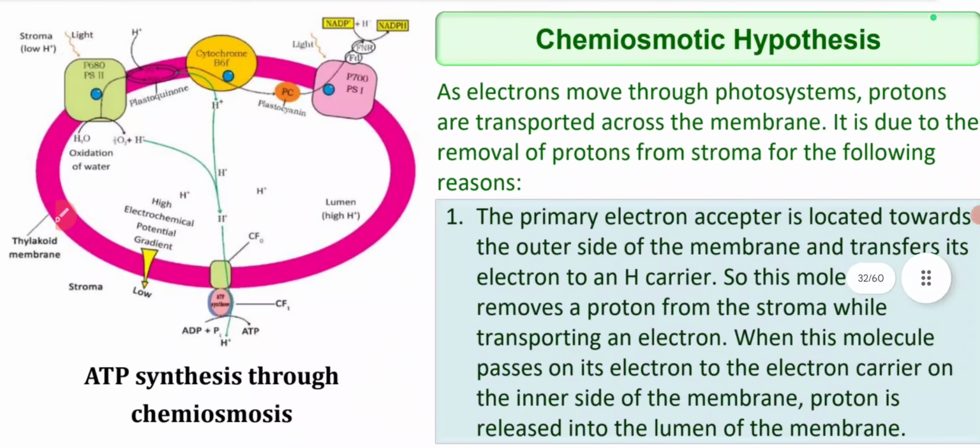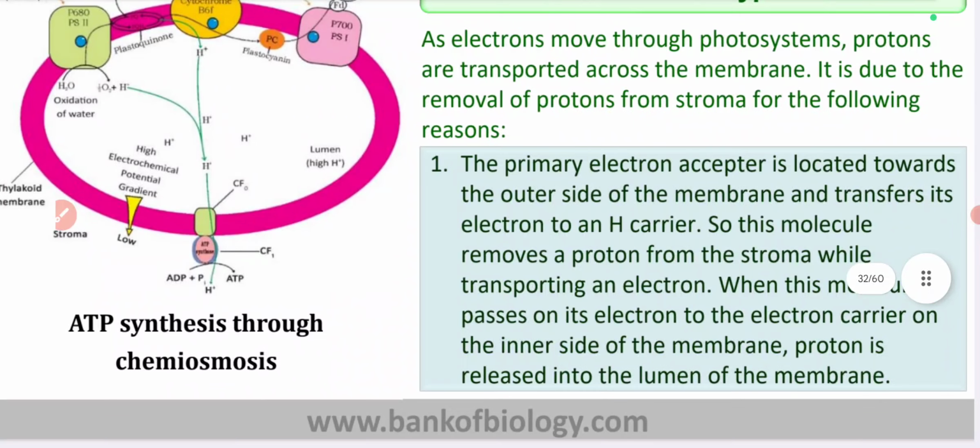As an electron moves through photosystem, protons are transported across the membrane. It is due to the removal of protons from stroma for the following reason. First one, the primary electron acceptor is located towards the outer side of the membrane and transfers its electron to an H carrier, hydrogen carrier. So this molecule removes a proton from the stroma while transporting an electron. When this molecule passes on its electron to the electron carrier on the inner side of the membrane, proton is released into the lumen of the membrane.